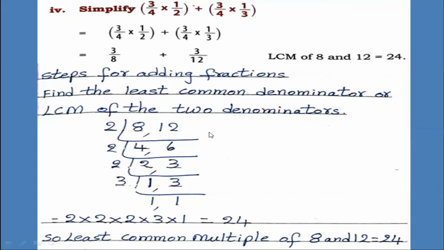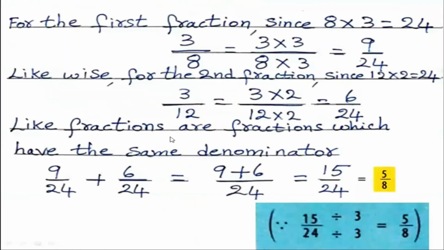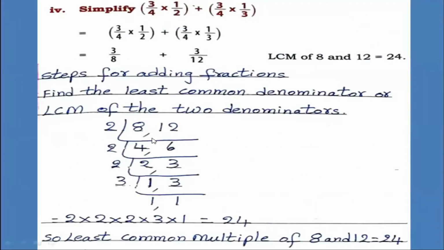Steps for adding fractions. Find the least common denominator or LCM of the two denominators. So, here what are the denominators? 8 and 12. LCM of the two denominators 8, 12. Here 8 divided by 2 is 4. 12 divided by 2 is 6. 4 divided by 2 is 2. 6 divided by 2 is 3. 2 divided by 2 is 1. 3 divided by 2 we can't do it. So write 3 directly down.